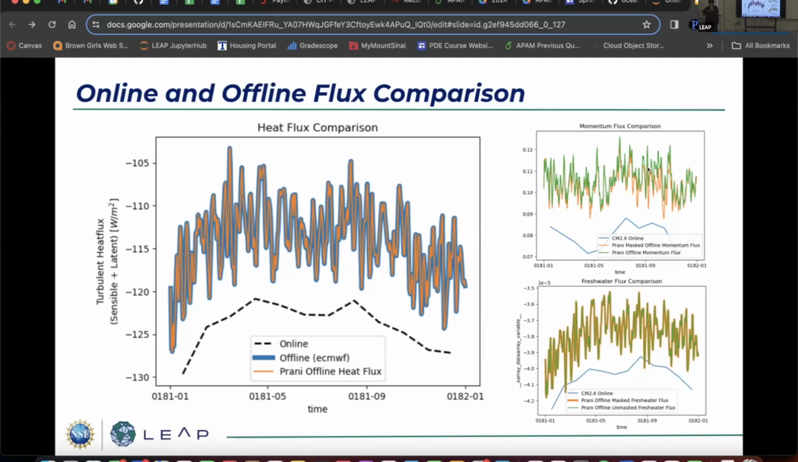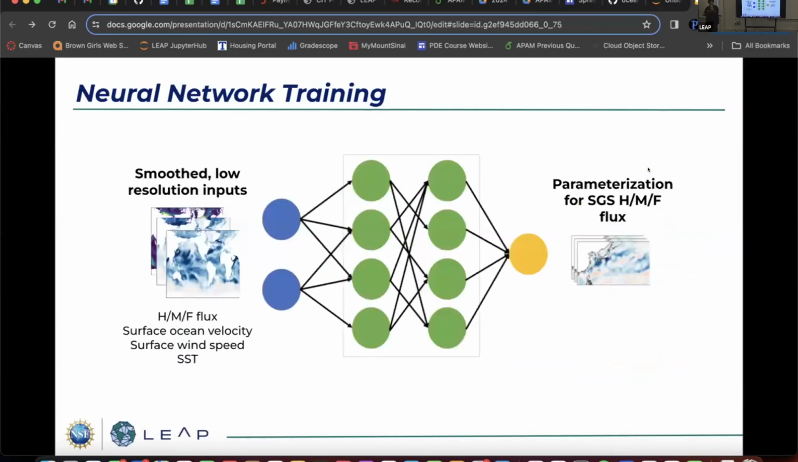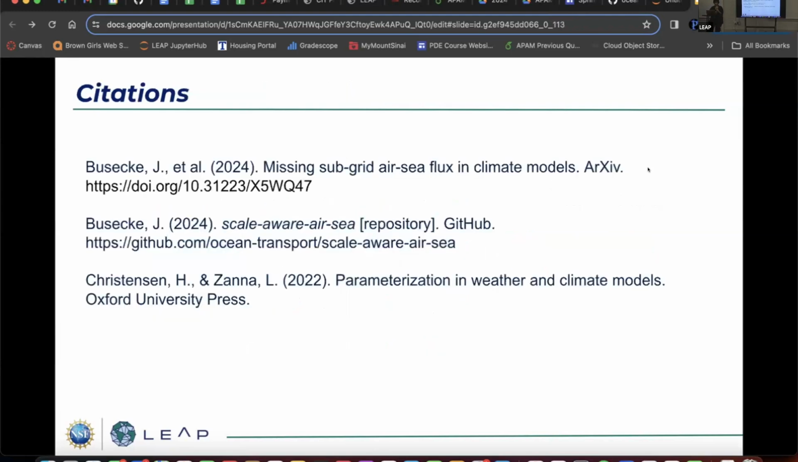But yes, the sanity check was clear enough that it cleared me to at least try the neural network training. For the neural network training, I haven't gotten too far yet. The way I have set it up so far is I'm inputting the low resolution heat, momentum, and freshwater flux, whatever I'm looking for, and then various low resolution input parameters such as the wind speed and sea surface temperature. The idea is that I output a parameterization for each of these air-sea fluxes. This parameterization is meant to account for how the subgrid scale air-sea fluxes impact larger scale processes at the boundary layer.